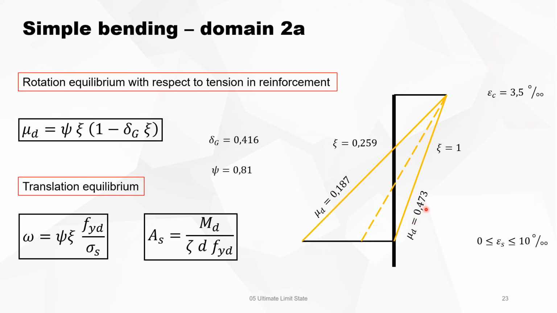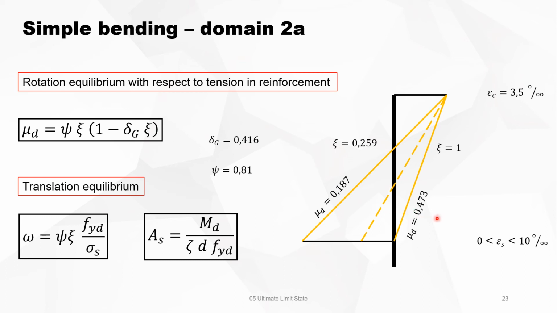So what does it mean physically? It means that if you have a bending moment and you calculate the reduced bending moment and you find a figure which is bigger than 0.187 and smaller than 0.473, you know you are in domain 2a for calculating your reinforcement. If it's smaller, then you are outside it.